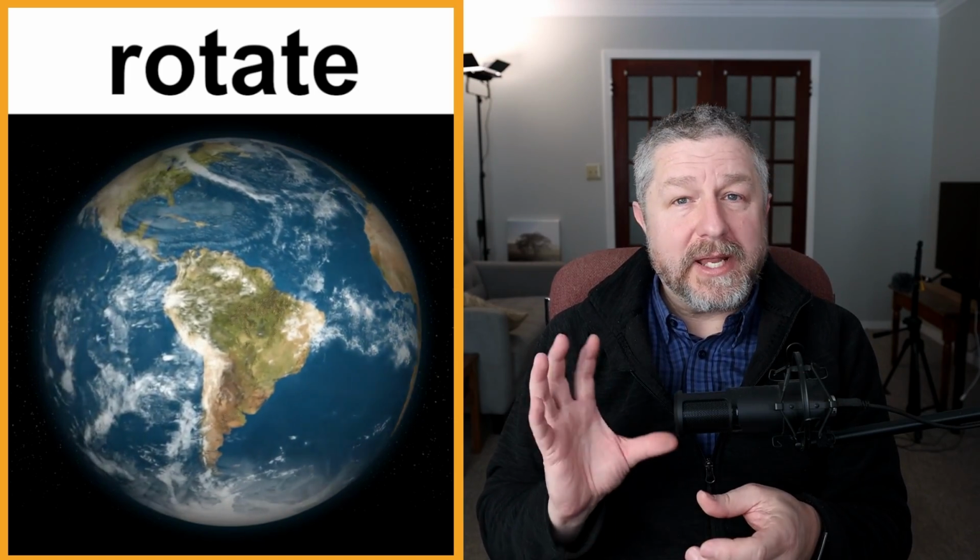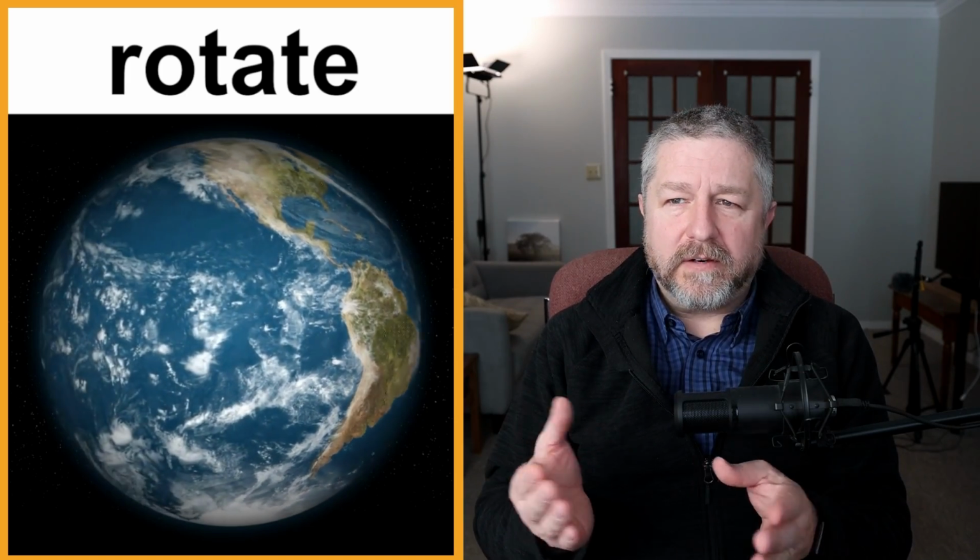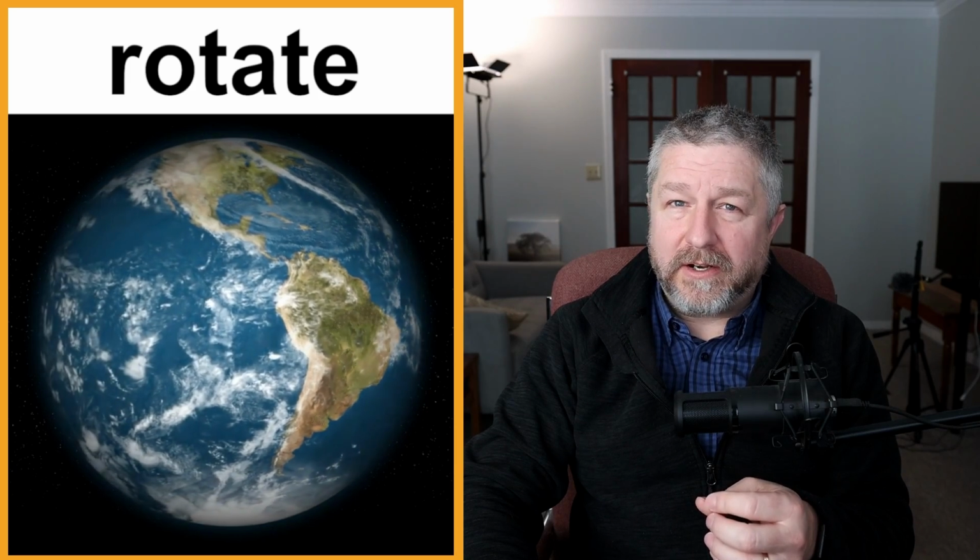So this means that it's turning around a center point. So turn and rotate are very similar. Spin is very similar. The difference between spin and rotate, I think, is simply, for me, speed. You could say that the Earth spins on its axis. You could say it rotates on its axis. I think either would work.